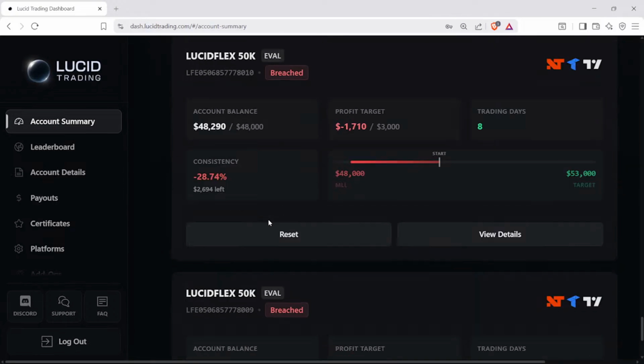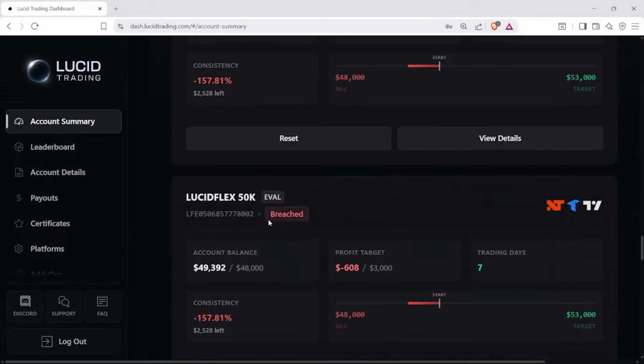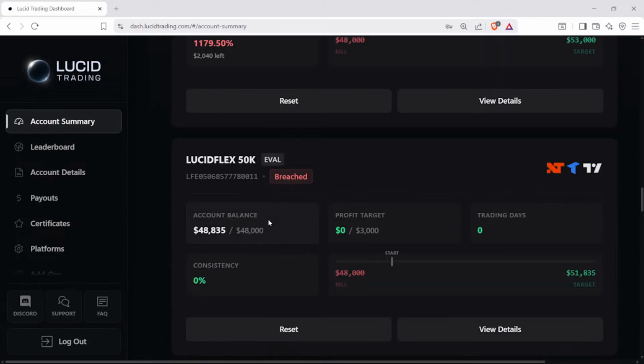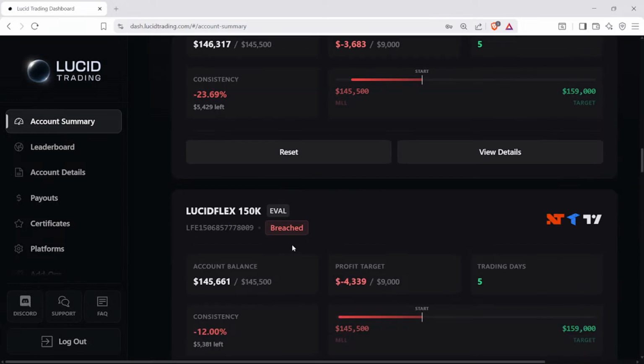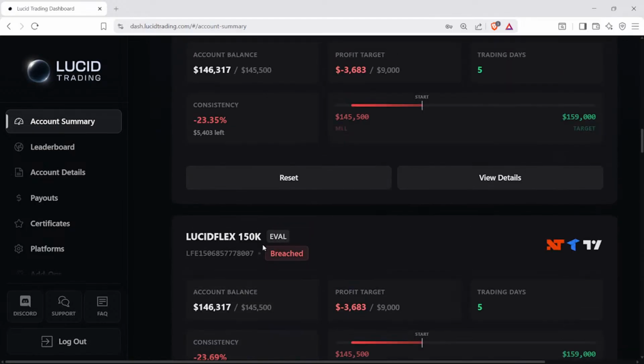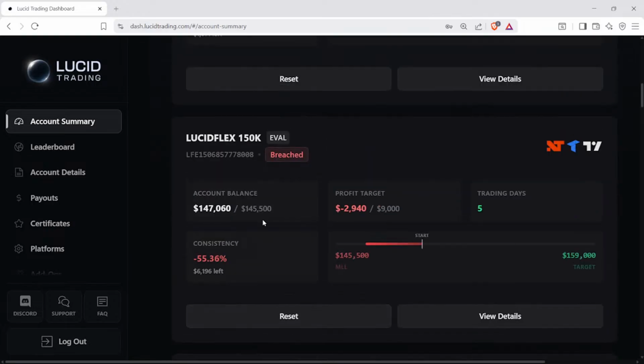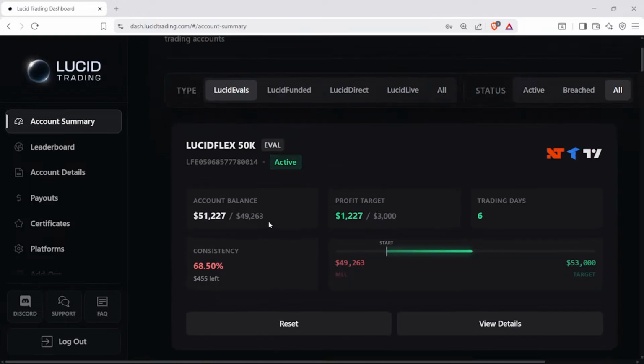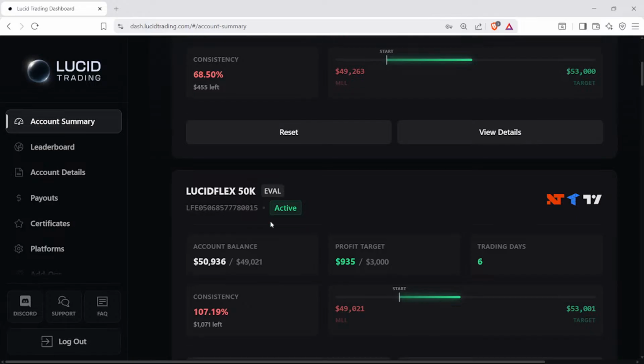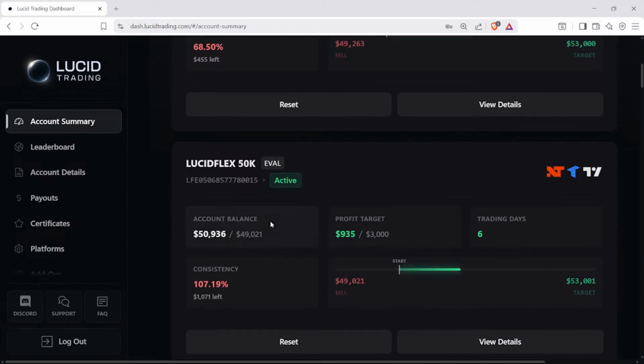They might be at the top. 50, 50, 50, 150. Oh, they disappear after 30 days too. So I blew a few, I blew some accounts, but I got 2. And so I'm working on passing these evals.